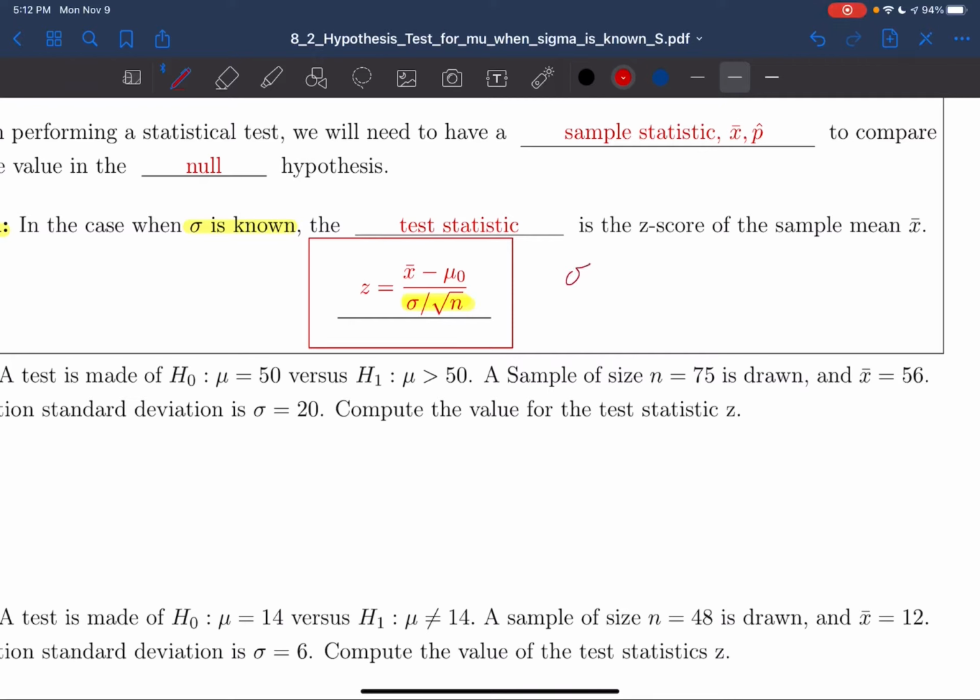This is the same as the standard deviation of our sample mean distribution, which is just sigma over square root of n. So if it makes it a little bit easier, you could rewrite this test statistic as z is equal to x bar minus mu naught divided by sigma x bar. Or if this confuses you, you can just stick with this, plug in the values and put it in your calculator. Whatever helps you the most.